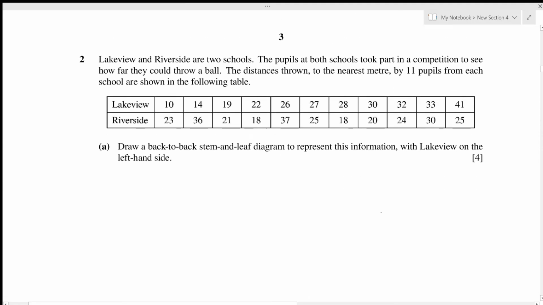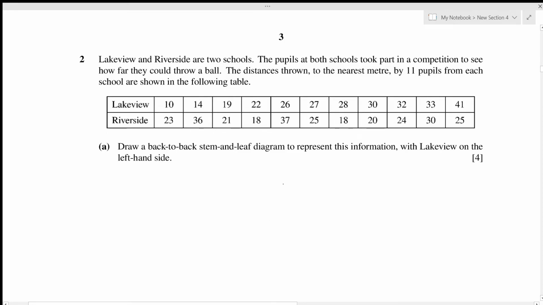So we're given two schools, Lakeview and Riverside, and the pupils at both schools took part in a competition to see how far they could throw a ball. The distances thrown to the nearest meter by 11 pupils from each school are shown in the following table. So we're given the information right here. We need to draw a back-to-back stem and leaf diagram to represent this information with Lakeview on the left-hand side.